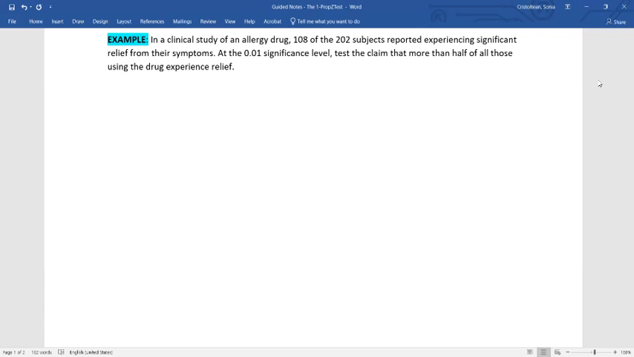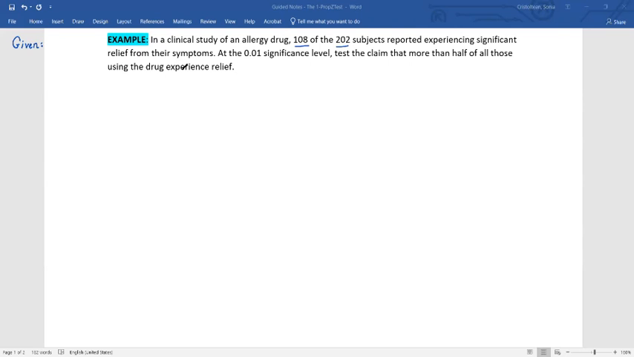In a clinical study of an allergy drug, 108 of the 202 subjects reported experiencing significant relief from their symptoms at the 0.01 significance level. There is the claim that more than half of all those using the drug experience relief. You will realize right away that in this case, we don't really have a lot of information. Some will say, you know what, now I realize I like the long problems with a lot of information, because I don't really know what to do with this 108, 202, and that's about it, right?